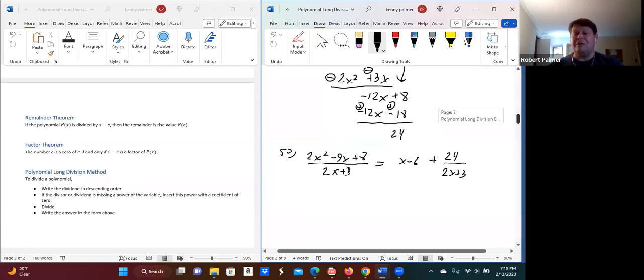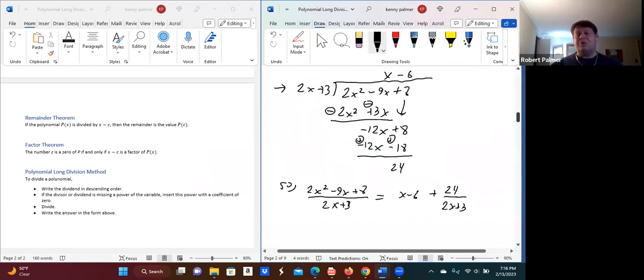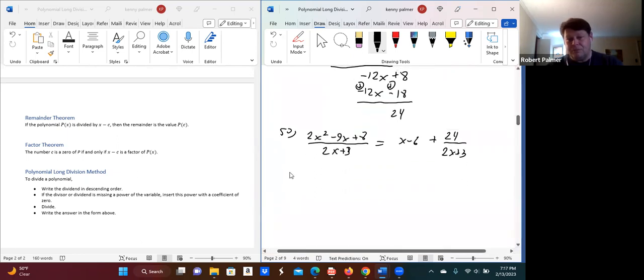And if you ever take a calculus class, especially in calculus 2, where you may learn to do what's called an integral of something like this, it's much easier to do this than it is the way it's originally written. Okay. Also, one more thing from the remainder theorem.